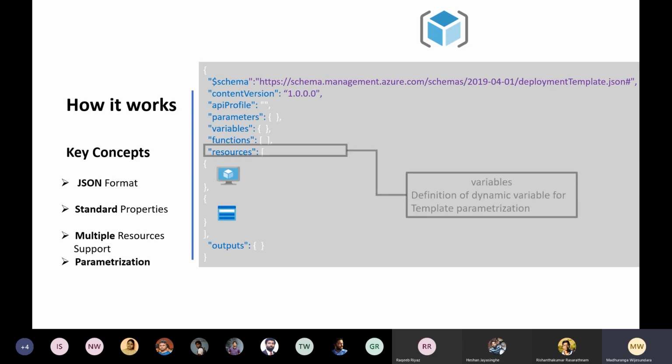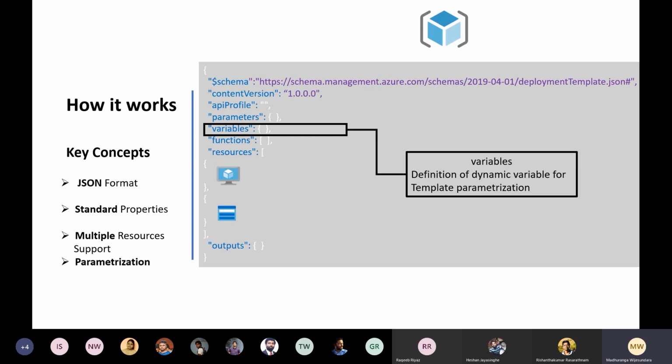If you want dynamically calculated values at runtime, you have a variables section here. You can use this section to generate dynamic values at runtime, like name concatenation. One simple example is name concatenation. Likewise, you can use this for dynamic value generation inside the ARM template when it is running.